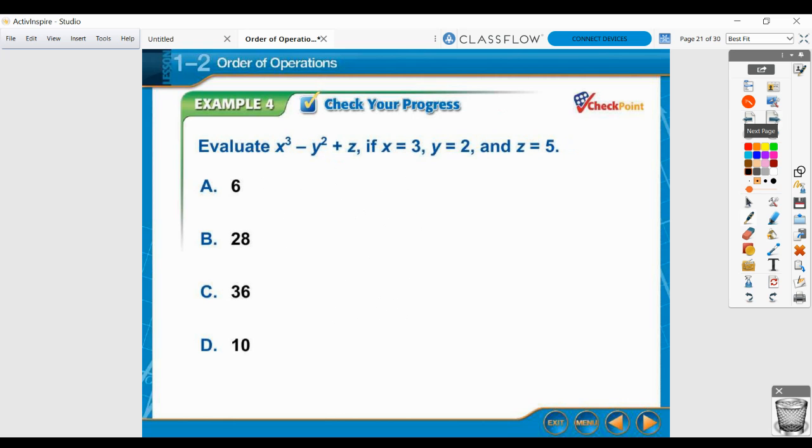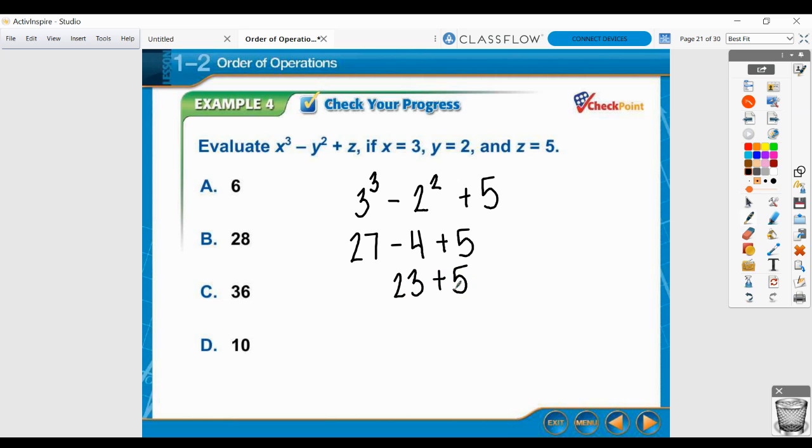Okay, another example. We have x cubed minus y squared plus z, if x equals 3, y equals 2, and z equals 5. So if we put the 3 in for x, you get 3 cubed minus 2 squared plus 5. So we want to do the exponents first. 3 times 3 times 3 is 27. 2 times 2 is 4, and then plus 5. So 27 minus 4 is 23, plus 5 is 28.